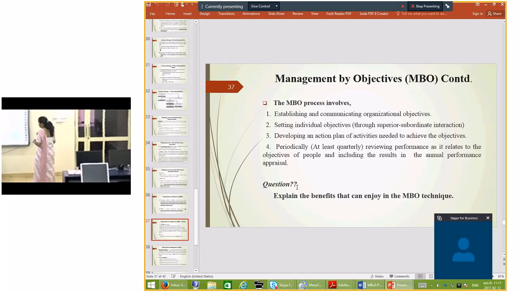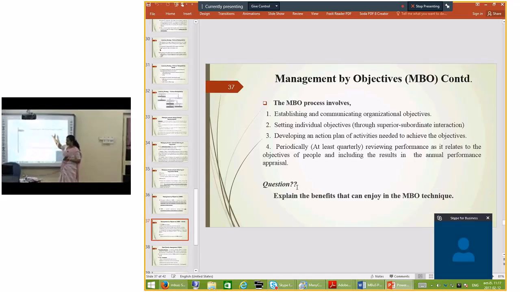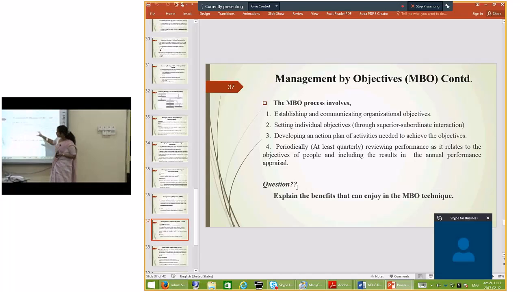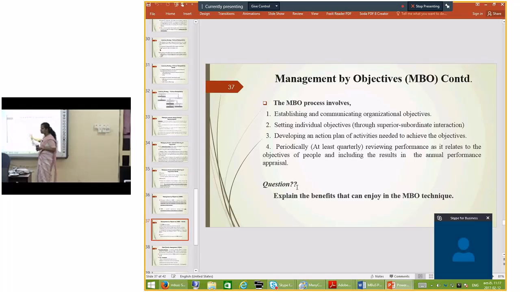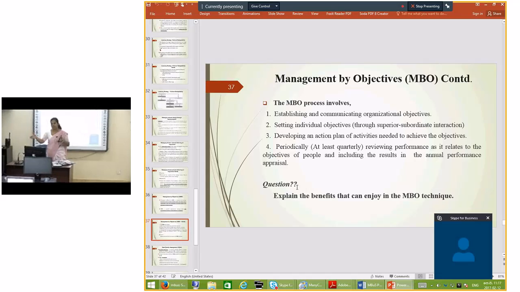Management by objectives. In simple terms, we communicate organizational objectives at the beginning. Then we translate these organizational objectives into individual objectives, having very good rapport between the superior and the subordinate. Then periodically we review the performance of that particular employee based on the target given and the results achieved. We compare those things and give the performance assessment. Clear? That is what we call the MBO method, management by objectives.